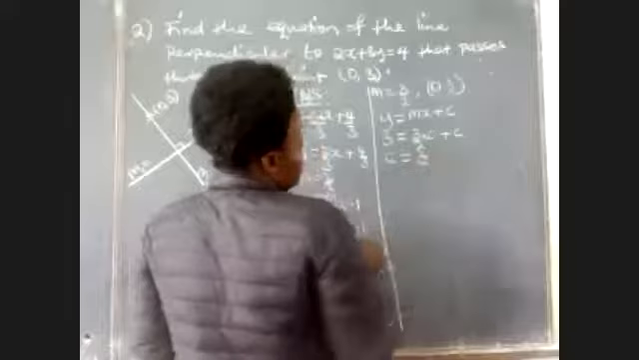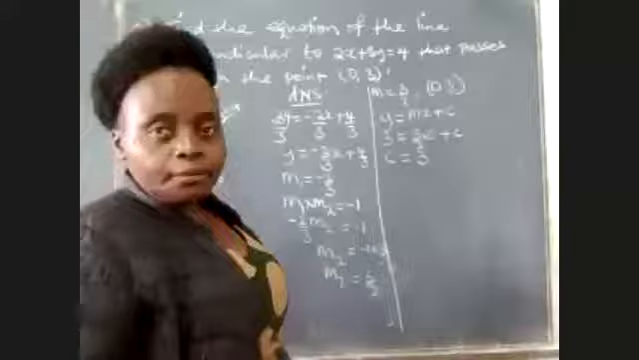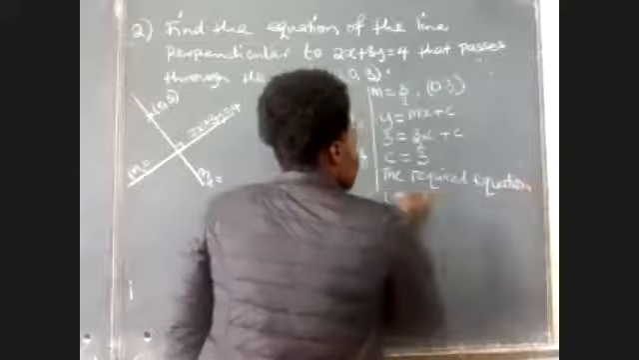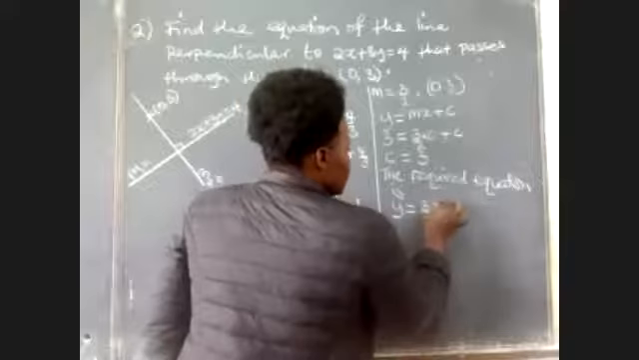After this, so the required equation is? Y is equal to 3 out of 2 x plus 3.